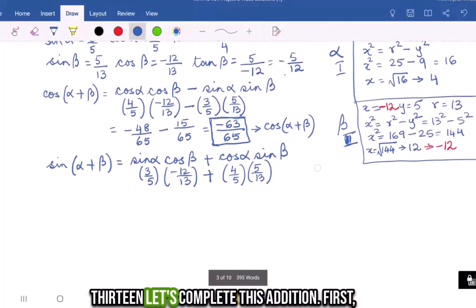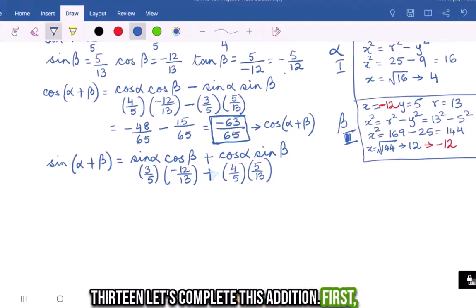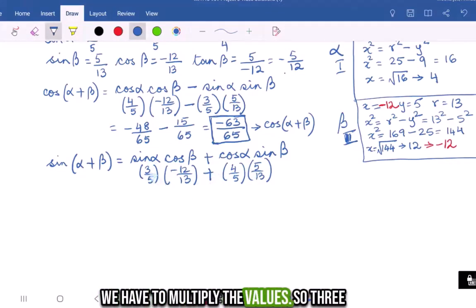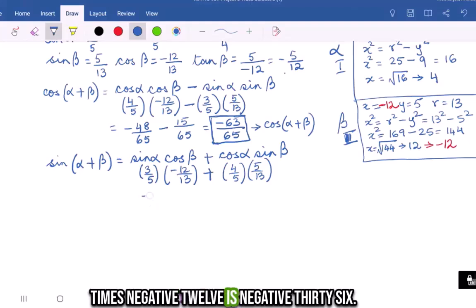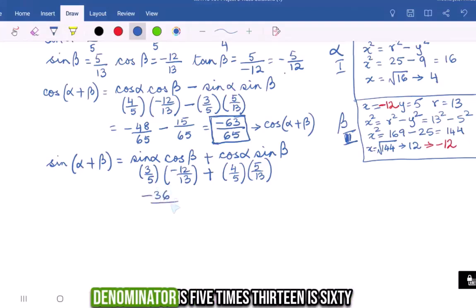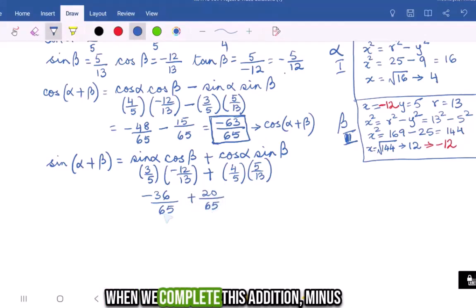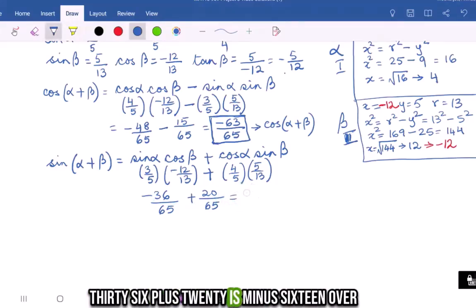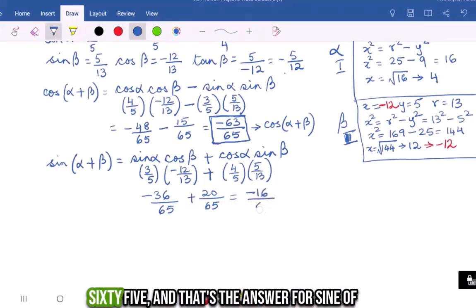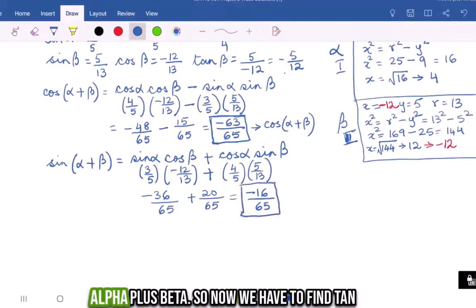Let's complete this addition. First, we have to multiply the values. So 3 times negative 12 is negative 36. Denominator is 5 times 13 is 65, plus 5 times 4 is 20 divided by 65. When we complete this addition, minus 36 plus 20 is minus 16 over 65. And that's the answer for sine of alpha plus beta.